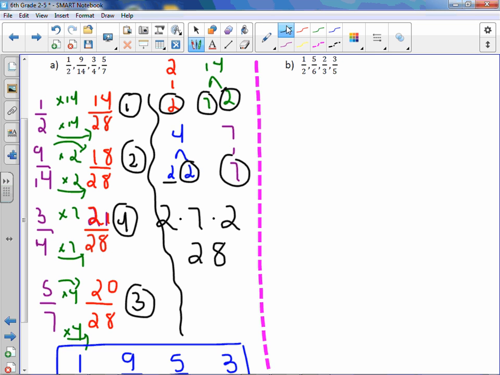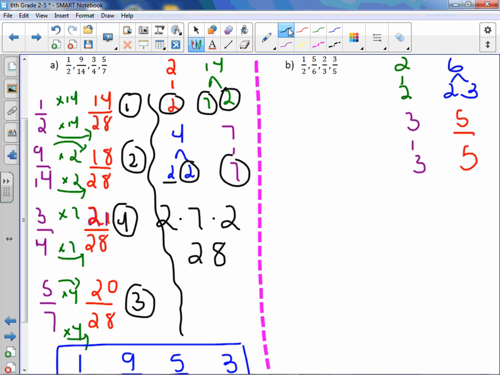Letter B. I'm going to do the same thing. Let's find our least common denominators. Look at all your denominators. I've got 2, which is just 2. 6, which is 2 and 3. I've got 3, which is just 3. And I've got 5, which is just 5.